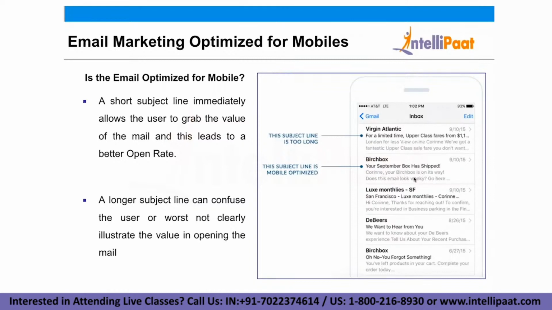So if this content is creative, then chances are high that you might open it. By the way, this mail is a transaction mail, because it says your September box has been shipped. Now this is providing information, right? Any mails that you get from Amazon or Flipkart with respect to tracking, or a mail which says that item has been delivered, these are all transactional mails because they're providing information, right?